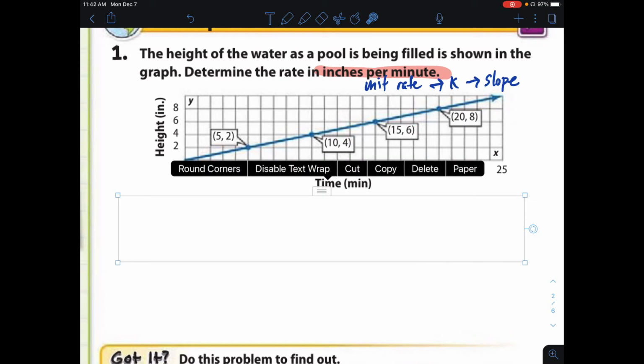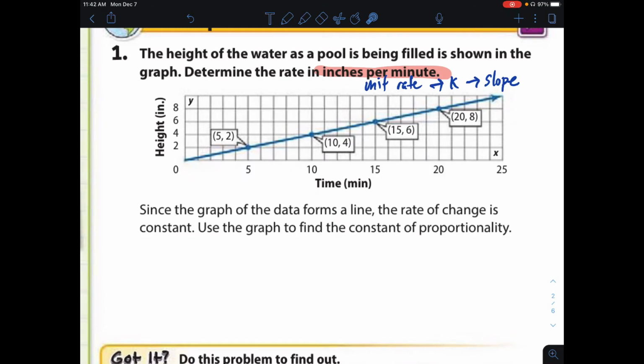Since the graph of the data forms a line, the rate of change is constant. So here is your straight line. The rate of change is constant. And we know it's proportional because it goes through the origin. Use the graph to find the constant of proportionality. So all we need to do is use the graph to find our constant of proportionality.